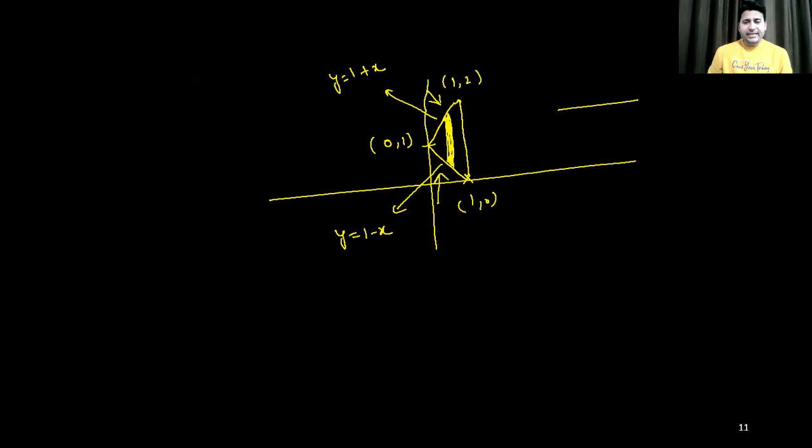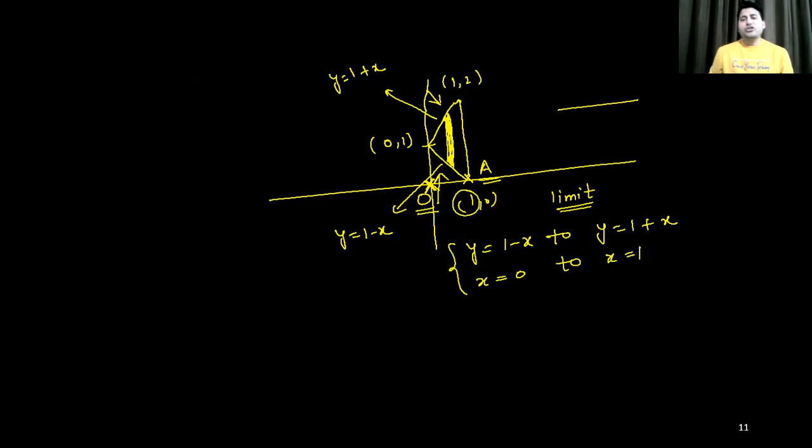And what will be the limit in this case? Starting from this line, the value of y on the lower curve is 1 minus x, to the upper curve 1 plus x. The limit of y will be y equals 1 minus x to 1 plus x. Now, what about the x-axis variation? If this point is O and this point is A, the variation of x is from O to A. At the point O, the value of x is 0, and at the point A, the value of x is 1.